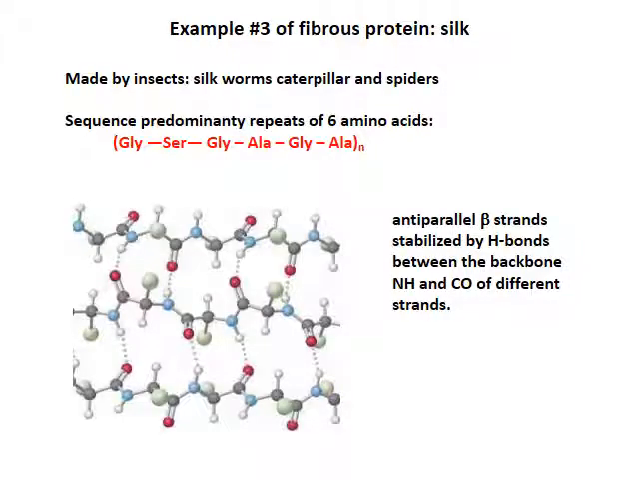The last example I wanted to look at was silk. This would be the silk that you would see in spiders and caterpillars. It is a repeating unit of glycine, serine, glycine, alanine, repeated over and over again. This one, however, is not helical, but has beta strands stabilized by hydrogen bonds to make these very efficient beta sheet structures.